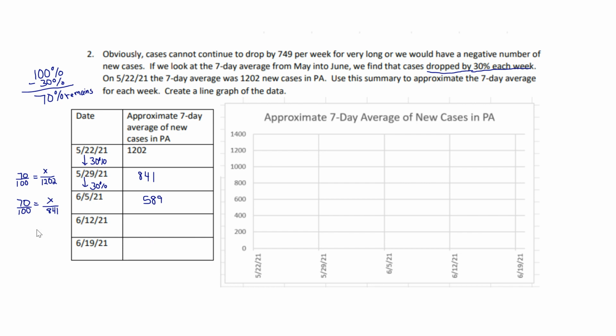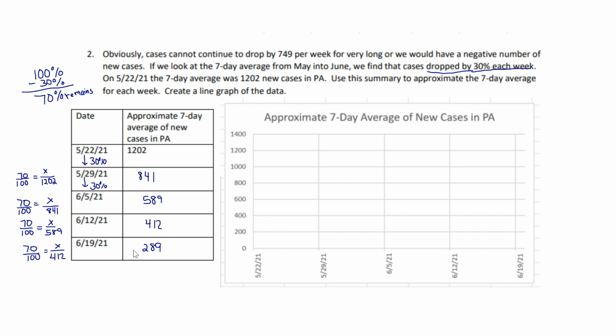And I've repeated. So understanding the exact same process every time, so 70 over 100 equals x over, this time, 589. And I solved that out, and I had 412. And one more time, 70 over 100 is x over 412. And I solved that out, and I had 289.